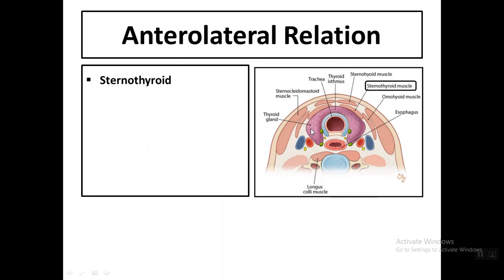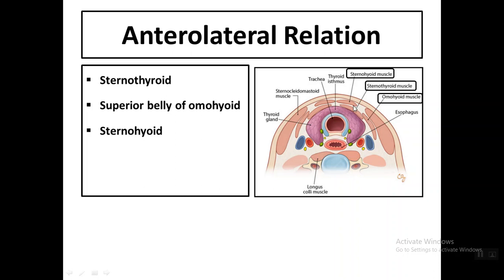First, the anterolateral relation. Here we have a group of muscles that will be anterolateral relations to the thyroid gland. The first muscle is the sternothyroid, the superior belly of omohyoid, the sternohyoid muscle, and more superficially the sternocleidomastoid.